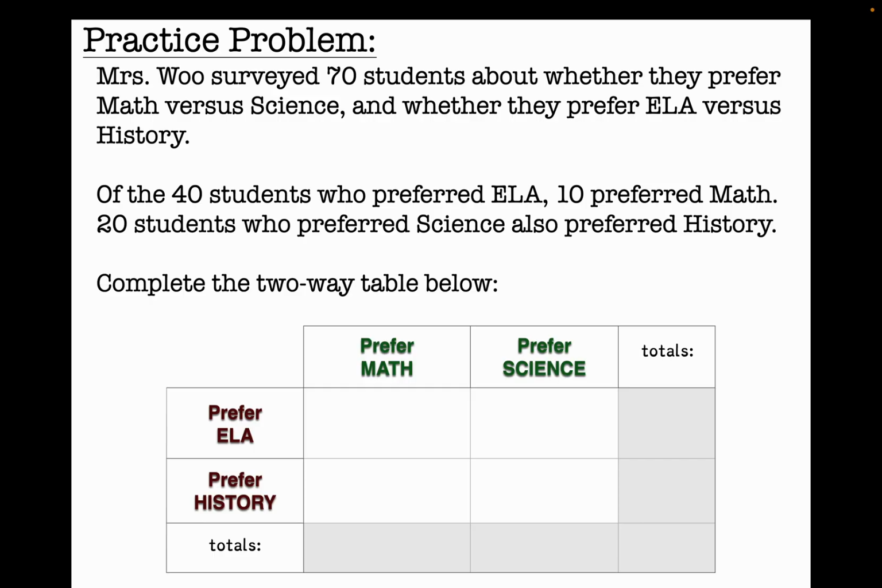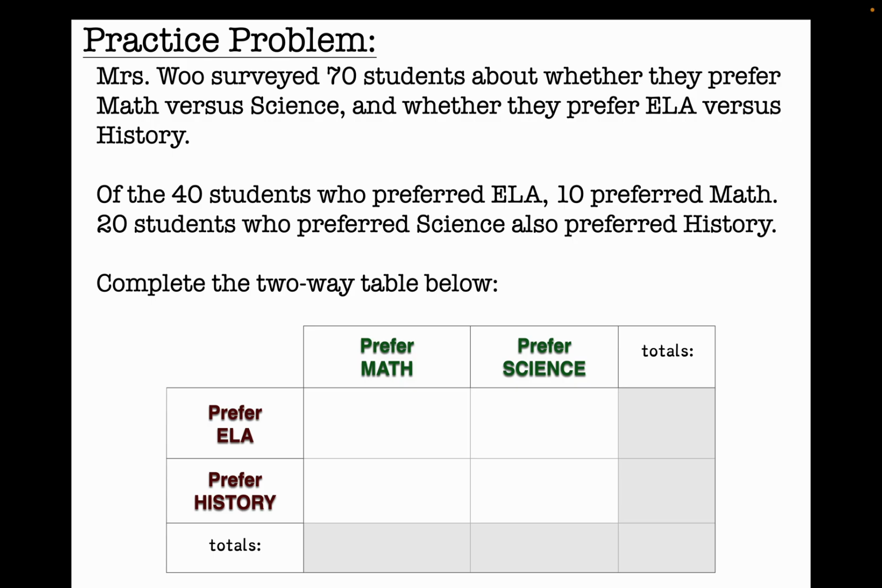All right, that's pretty much all I need to say. The rest is up to you. So here is a practice problem, and I think you should probably pause this video and try to create a two-way table in your video notes today. Mrs. Wu surveyed 70 students about whether they prefer math versus science. That's one question. And whether they prefer ELA versus history. That's another question. Bivariate data, 2 questions.